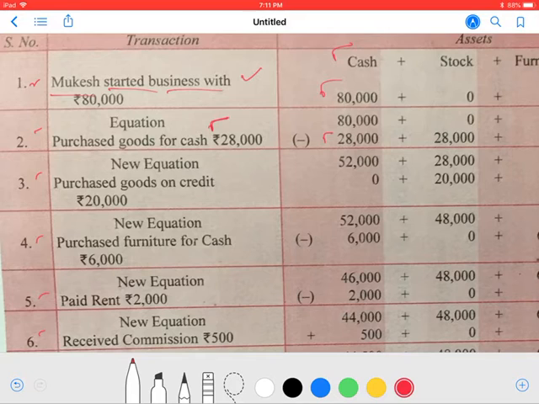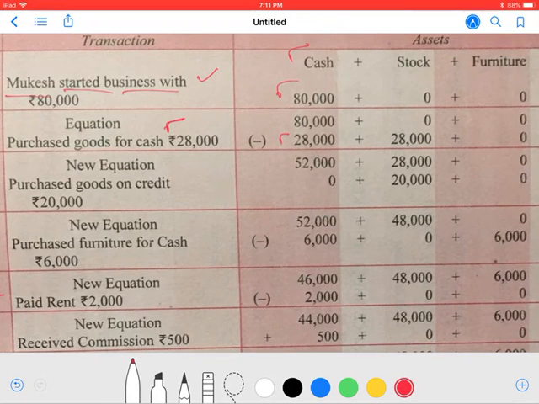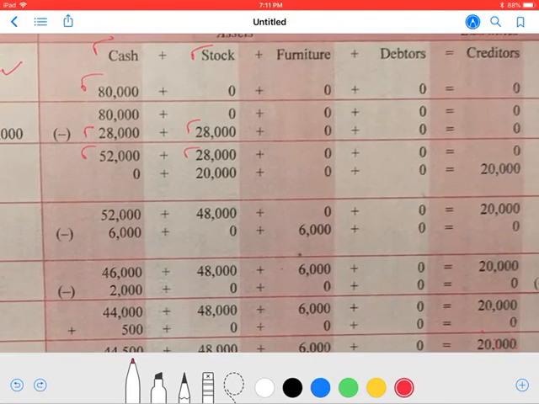And if we are purchasing the goods, obviously the value of stock will be increased. So we have taken another head, that is stock. So we have written here 28,000. Now we have to calculate the new equation. So 80,000 minus 28,000 remains 52,000, and 0 plus 28,000 is 28,000. So this is the new equation.